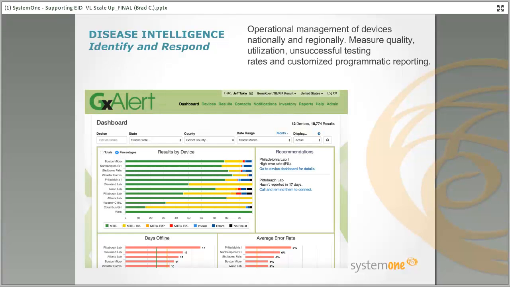Okay, and so really when you're looking at this dashboard for the disease intelligence, this helps you provide a lot of the information that you need to manage a program at a national level.